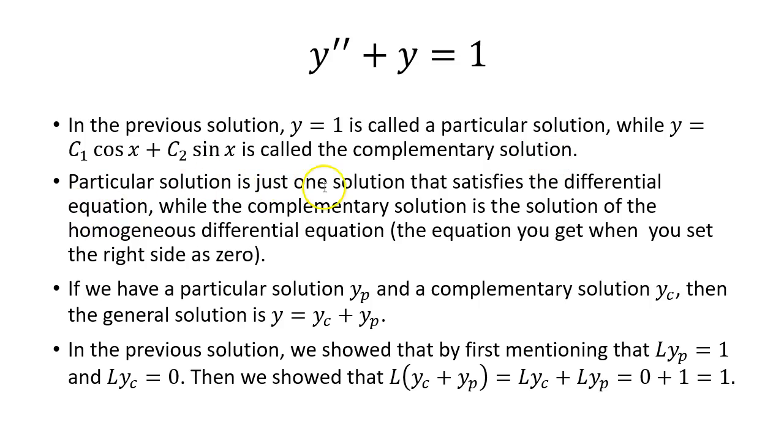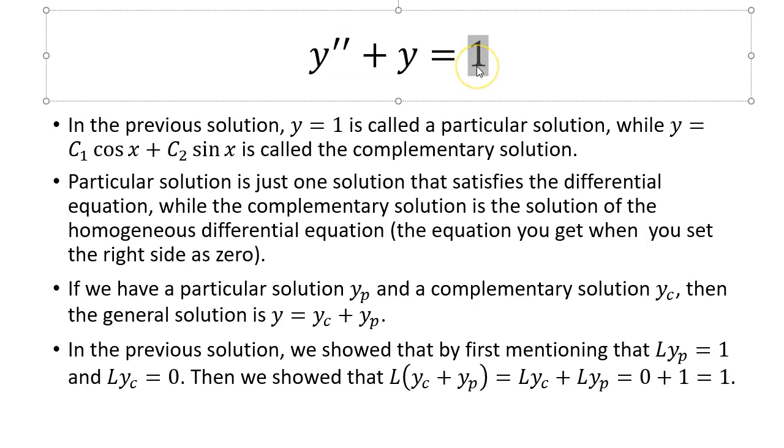A particular solution is just one solution that satisfies the differential equation, one of the many possible solutions. That's what a particular solution is. On the other hand, the complementary solution is the solution of the homogeneous differential equation, the equation that you get by setting the right side equal to 0. So the complementary solution is the solution to y double prime plus y equal to 0.